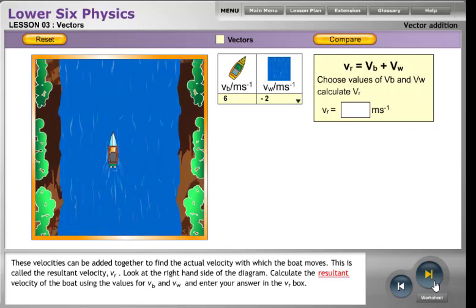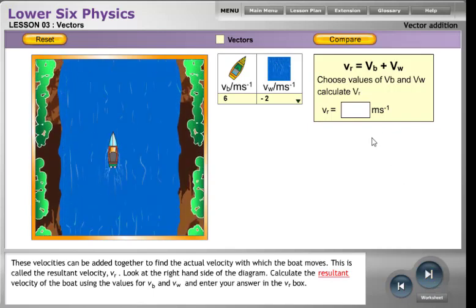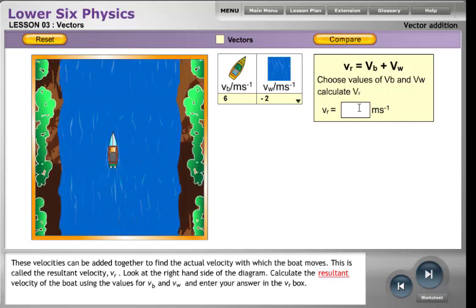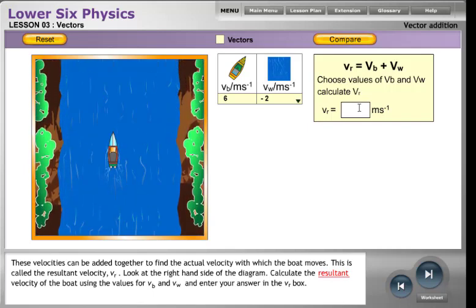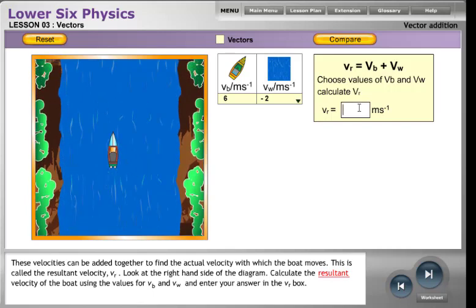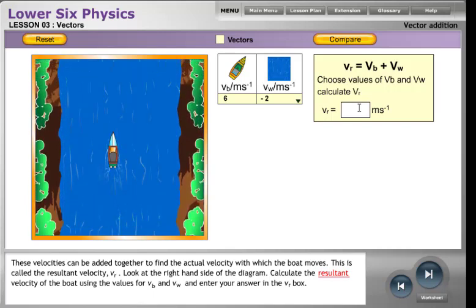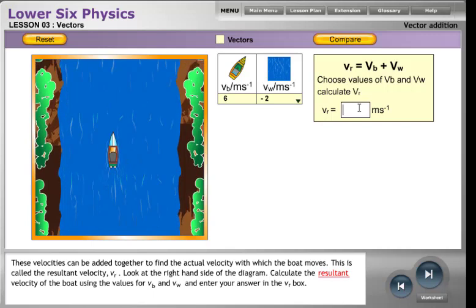Look at the right-hand side of the diagram. Calculate the resultant velocity of the boat using the values for Vb and Vw and enter your answer in the Vr box.